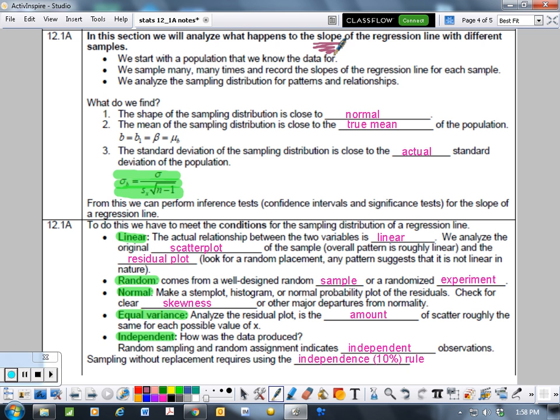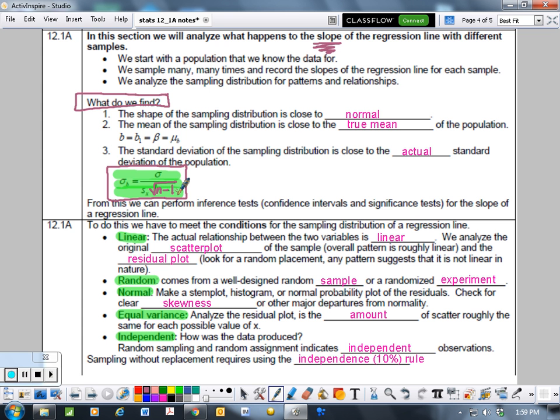So what do we find when this happens? Well, we find that the shape of our sampling distribution is pretty close to normal. The mean of the sampling distribution will be close to the true mean of the population. And the standard deviation of the distribution is close to the actual standard deviation of the population. And we've got this standard deviation formula, which is just a little bit different, because now we have the square root of n minus 1.